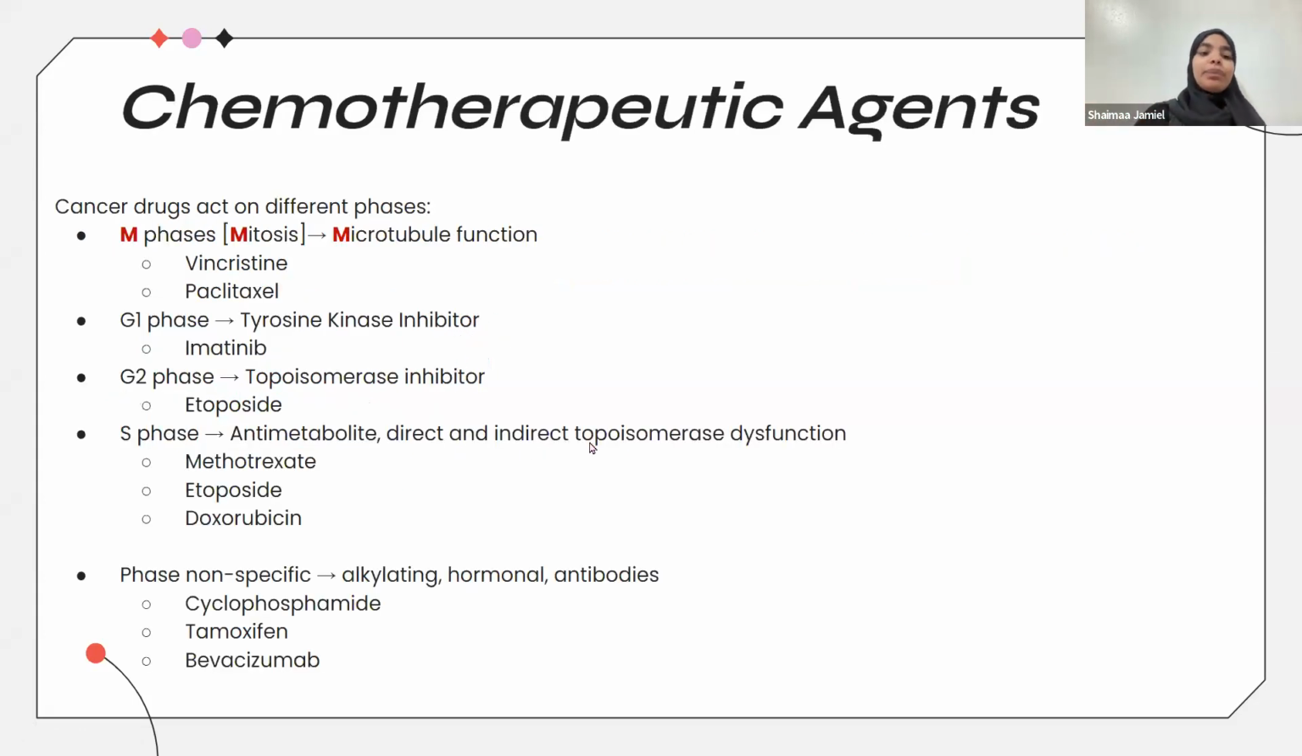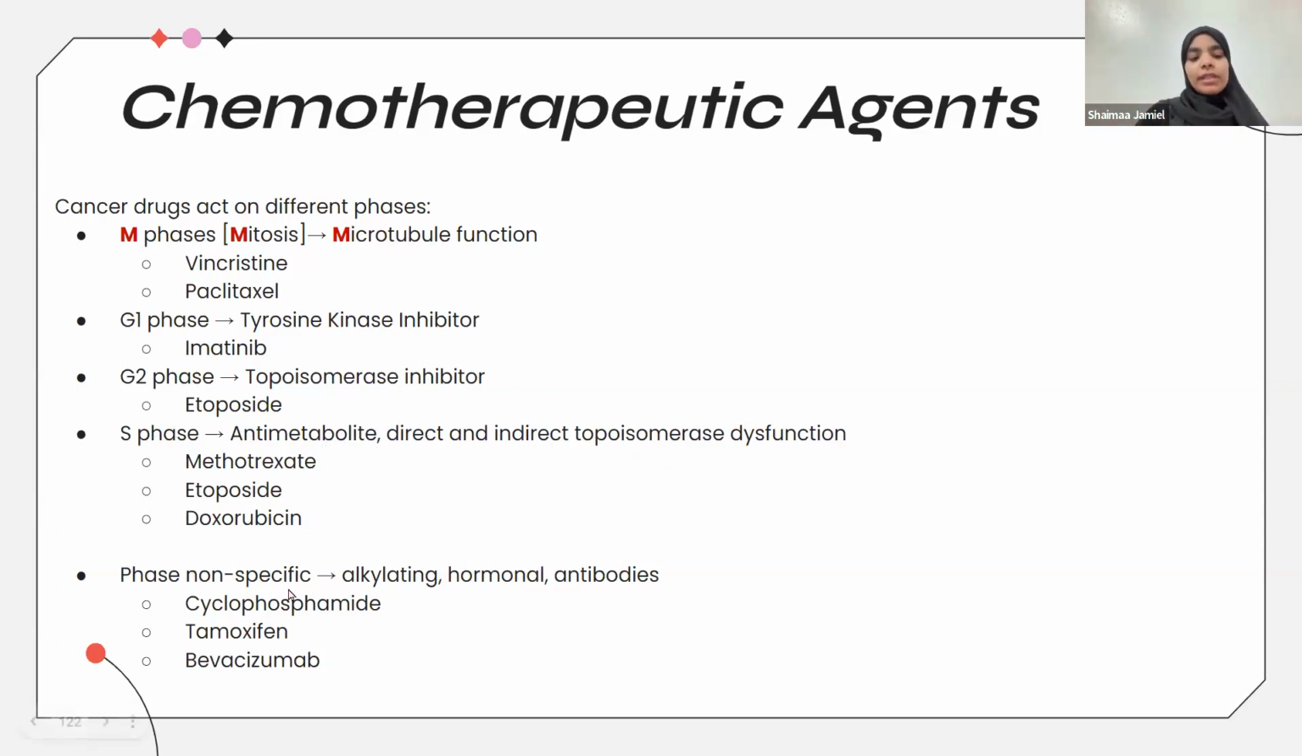I think this is the last thing. So basically we said that they act in different phases. Remember, the drugs that act on the M phase are the ones that have to do something with microtubules, so vincristine or paclitaxel. On G1 phase, it's the growth phase, so tyrosine kinase inhibitor, which is imatinib. On G2 phase, early G2 phase is etoposide, okay? And then on the S phase, we have the antimetabolites or anything to do with topoisomerase. So etoposide and doxorubicin, although it intercalates, eventually it's basically not going to allow the topoisomerase to do its job.